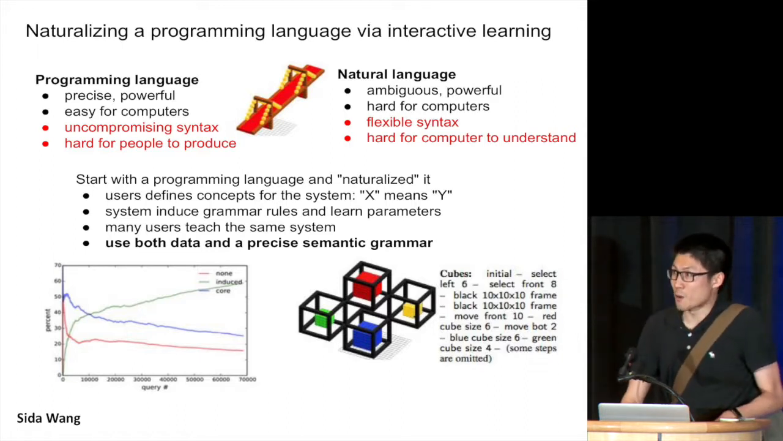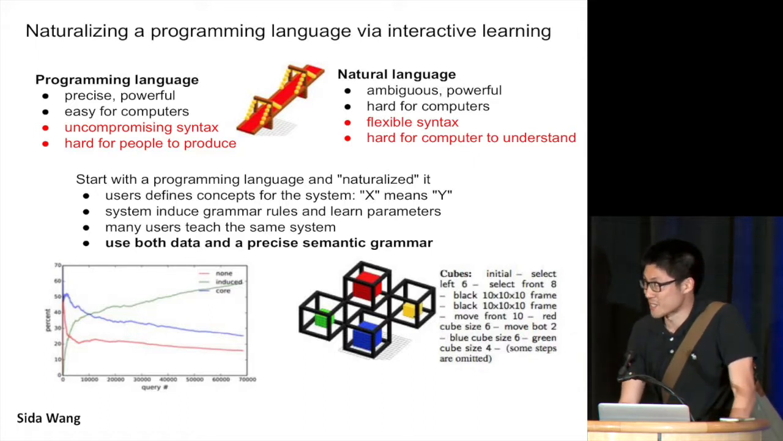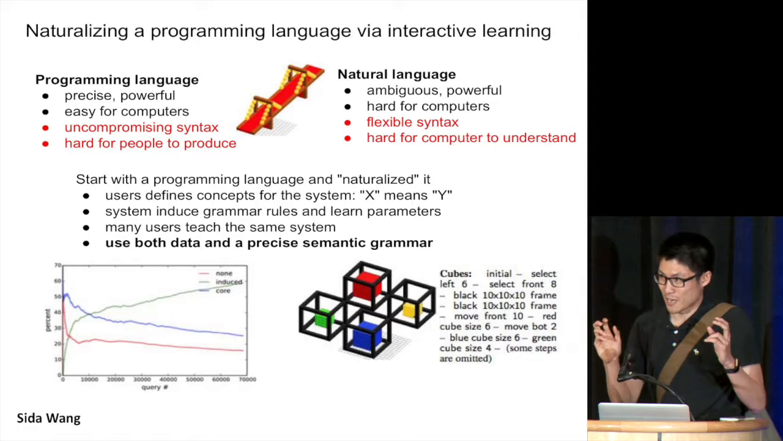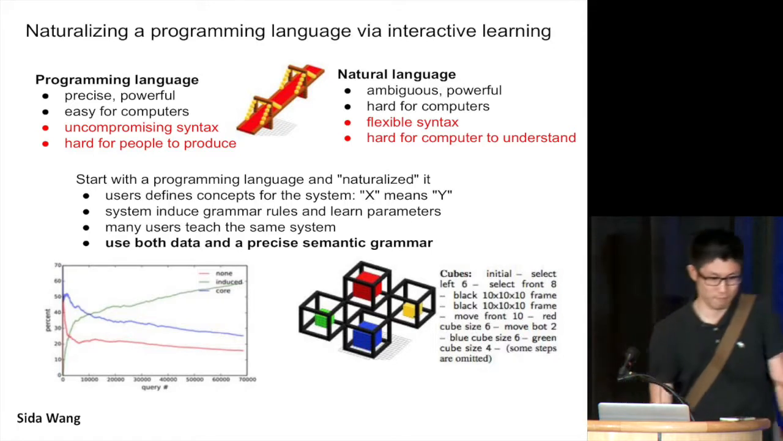We get a crowd of users to interact and build structures such as this bridge through a language interface. In the beginning, the computer only understands a programming language, and as people use it, they can teach the system through defining concepts, and the system can also learn from their actions. So in this approach, we use both data and a precise semantic grammar to naturalize a programming language.